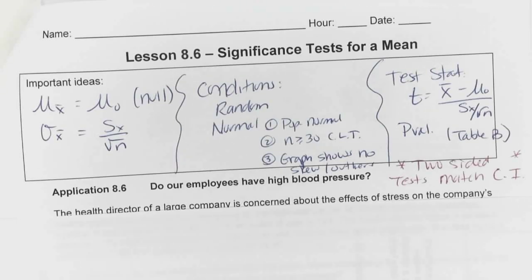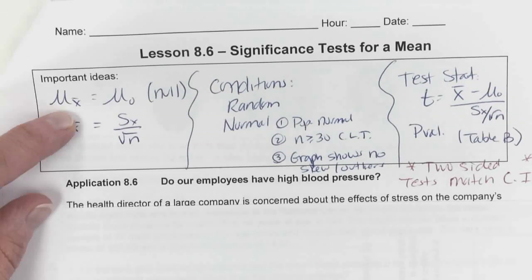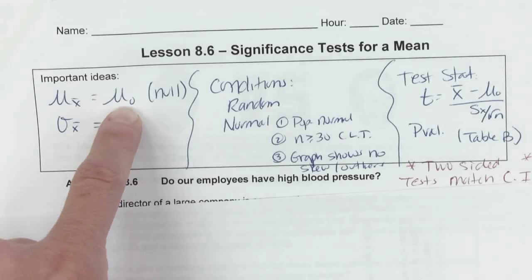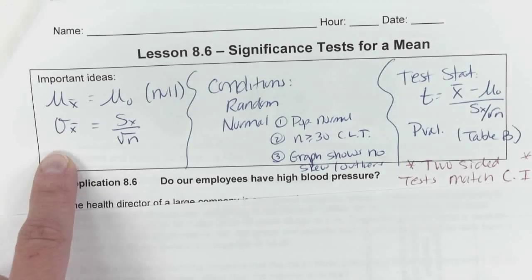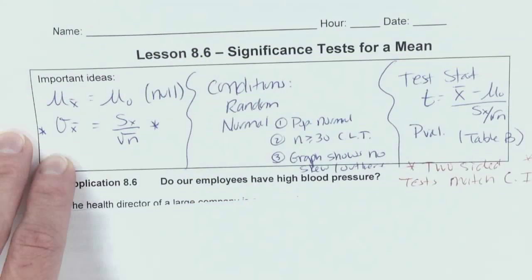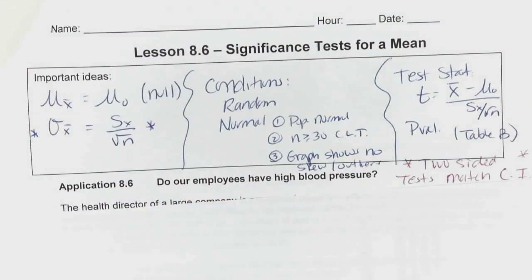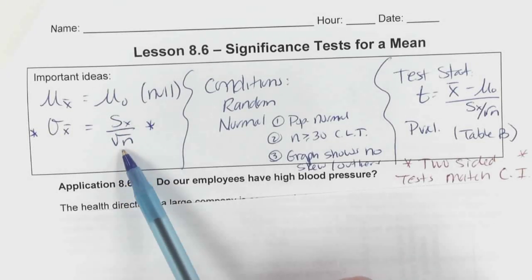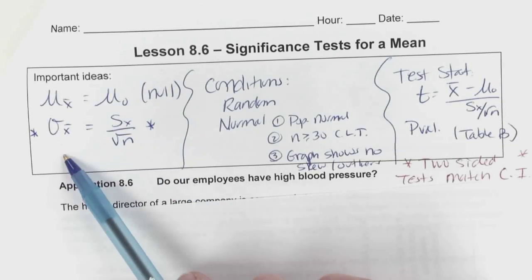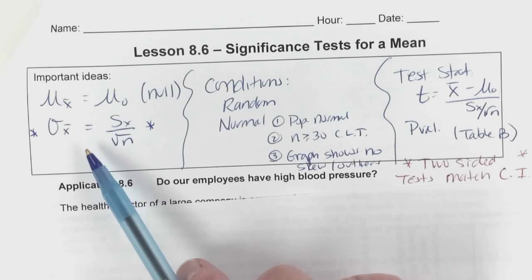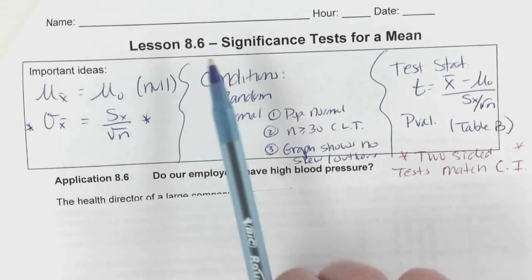So, important ideas. First, the mean of our sampling distribution is the same as the mean that we assume from the null hypothesis. Big note right here, it's a very common mistake to forget to recalculate the standard deviation of our sampling distribution of sample means. It is calculated by taking your sample standard deviation and dividing by the square root of the sample size. So be very careful that you get that. You'll use that then to help calculate your test stat, which is a t-star value. So keeping that in mind there.